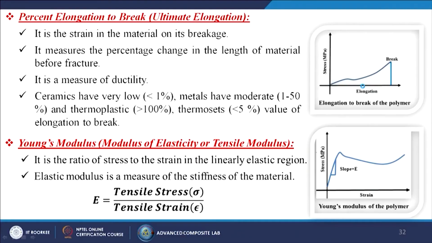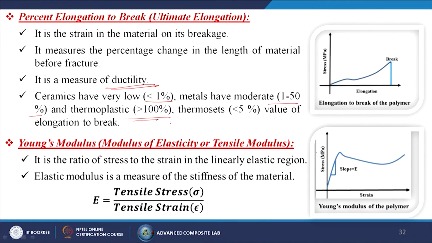Suppose we have one polymer and we are pulling it, then it will elongate and elongate, and after a certain time it will fail. So, it measures the percentage change in the length of the material before fracture. It is a measure of the ductility. Ceramics have very low elongation, less than 1%, metals have moderate, generally 1 to 50%, thermoplastics more than 100%, and thermosets also less than 5% elongation to break.